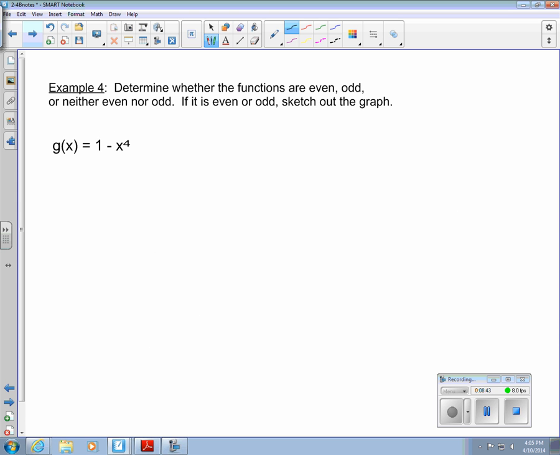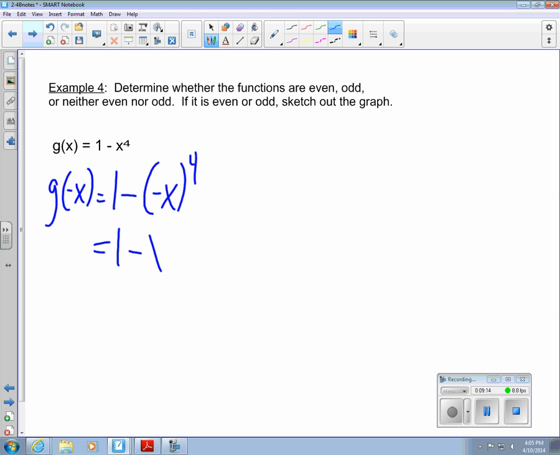Moving on to our next example. Once again, we're determining whether or not the function is even, odd, or neither. And then if it's even or odd, we'll sketch it out. So we have g of x is equal to 1 minus x to the 4th. So what we're going to do is we're going to insert negative x in for x. So g of negative x is equal to 1 minus, we have negative x to the 4th. Any negative number to an even power is a positive number. So this is equal to 1 minus x to the 4th.